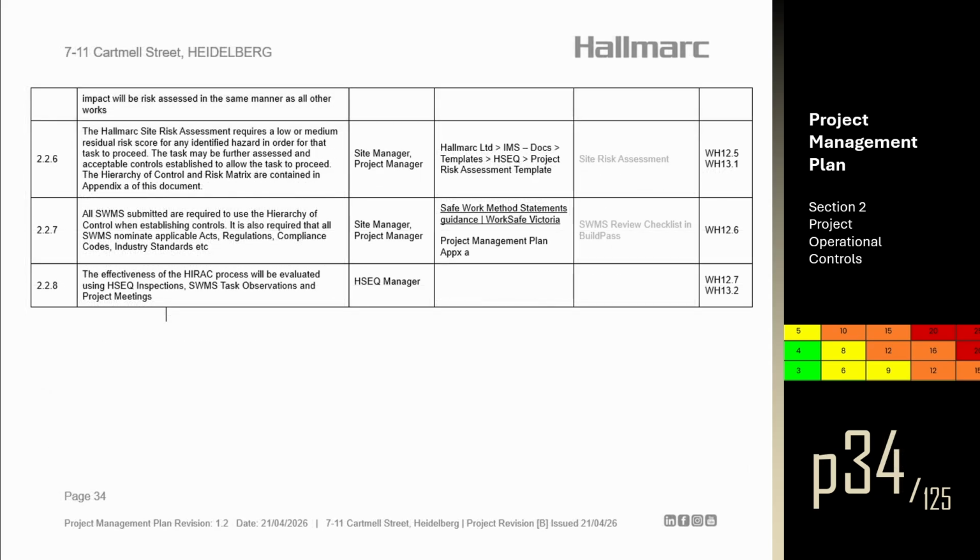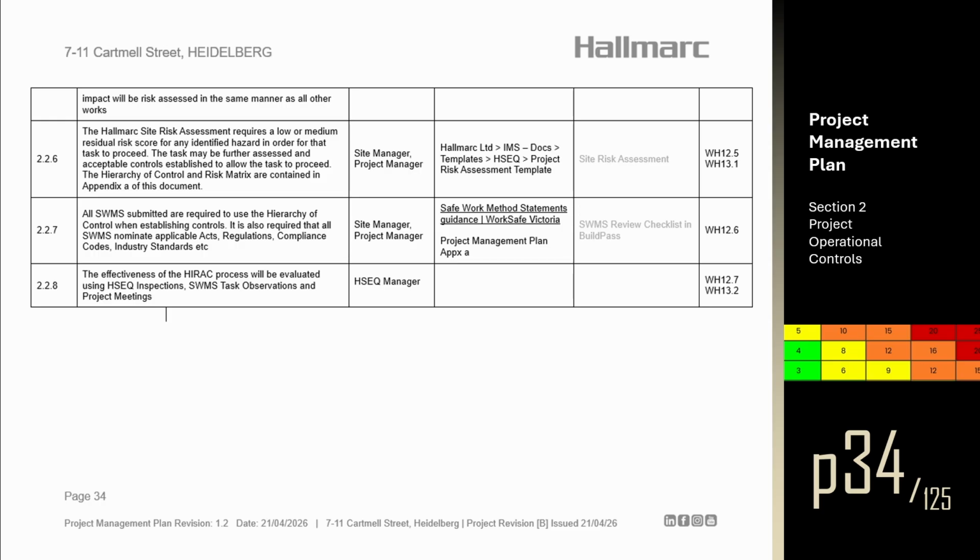Section 2.2.6. The Hallmarc Site Risk Assessment requires a low or medium residual risk score for any identified hazard in order for that task to proceed. The task may be further assessed and acceptable controls established to allow the task to proceed. The hierarchy of control and risk matrix are contained in Appendix A of this document.